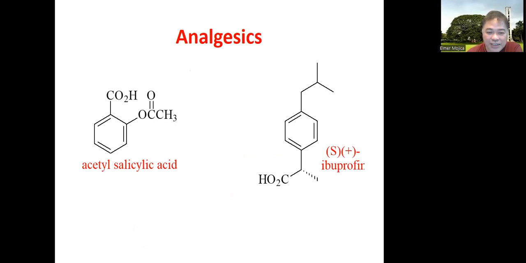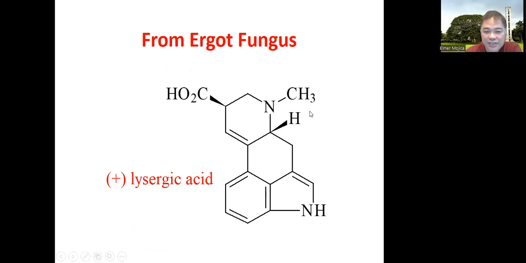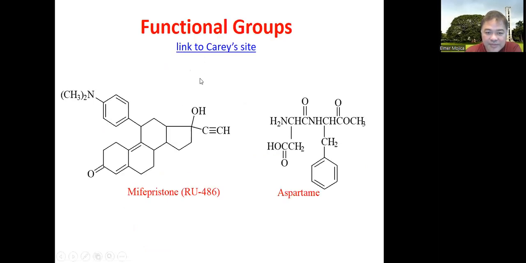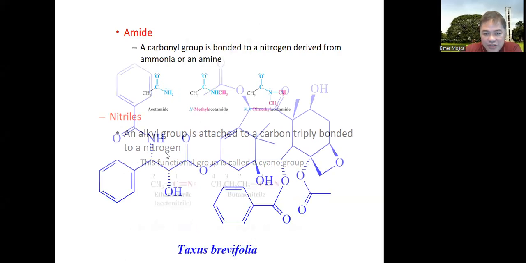So if you have acetylsalicylic acid, that's a carboxylic group. Ibuprofen, that's a carboxylic group. And then if you have a palmitic acid or fatty acid, that's also a carboxylic group. Okay, lysergic acid, there's a carboxylic group here. And for this one, okay, wala dito. Okay, that's a ketone. But for the aspartame, this is what you have here. That's an ester. This is a carboxyl group. Okay, so kapag amide naman, instead na hydrogen, carbon, or oxygen, you use nitrogen. Okay, and then the nitrile are the carbon triple bond nitrogen.